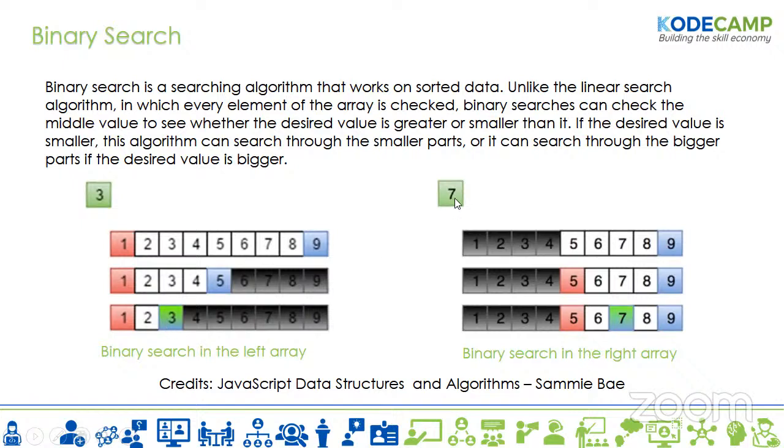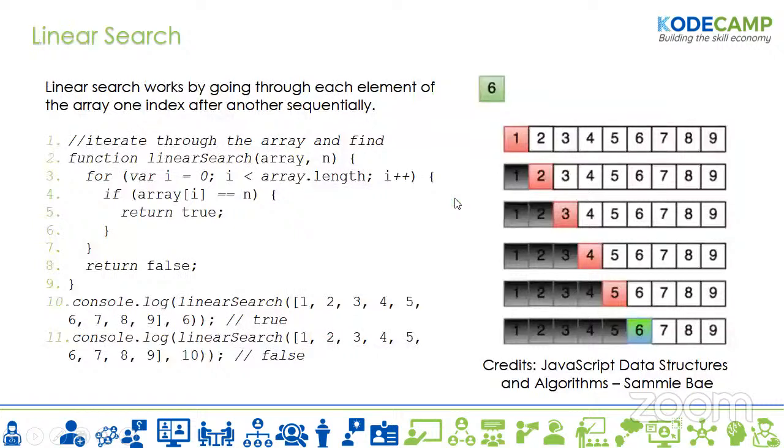So let's look at looking for the number 7. If we're looking for number 7 in linear search, we would have to go over this sample set about 7 times to get the number 7.